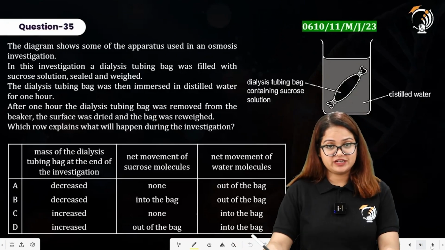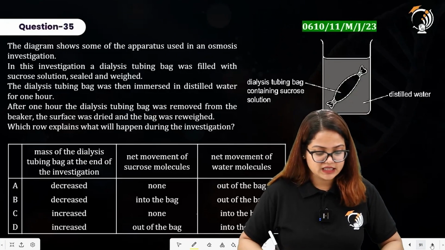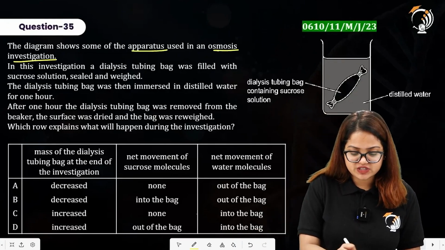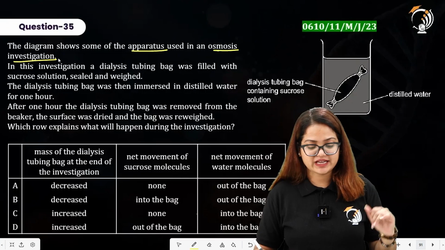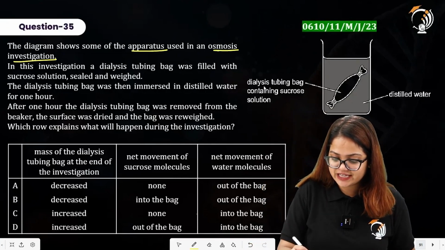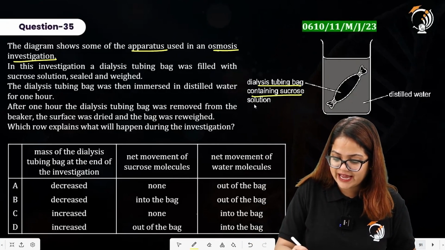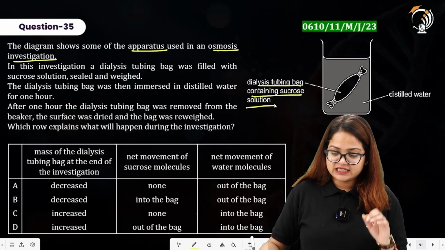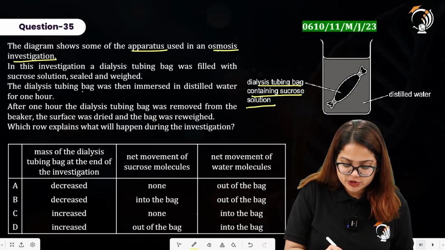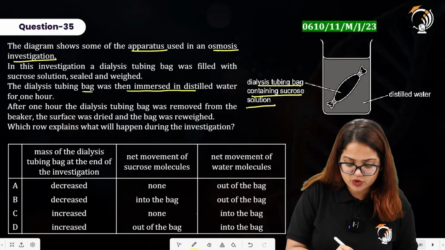Now, we have question number 35 that says, the diagram shows the apparatus used in an osmosis investigation. In this investigation, a dialysis tubing bag was filled with a sucrose solution. So, dialysing tubing bag has a sucrose solution. This is sealed and weighed. Alright. The dialysing tubing bag was then immersed in distilled water for 1 hour.